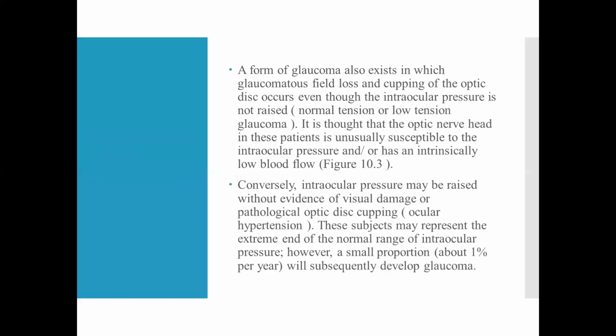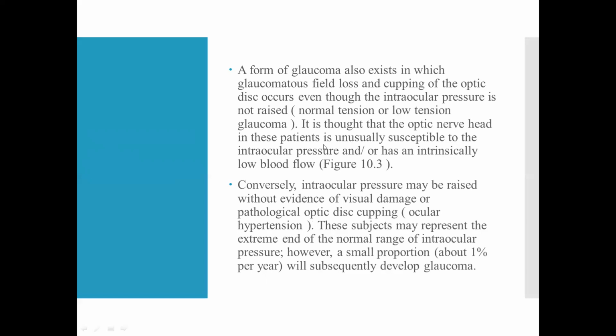Then remember when we were talking about the definition, we said that you can still have glaucoma with normal intraocular pressure. A form of glaucoma also exists in which glaucomatous field loss and cupping of the optic disc occurs even though the intraocular pressure is not raised. That's what we call normal tension or low tension glaucoma. It is thought that the optic nerve head in this patient is unusually susceptible to the intraocular pressure and or it has an intrinsically low blood flow. Conversely, intraocular pressure may be raised without evidence of visual damage or pathological optic disc cupping.